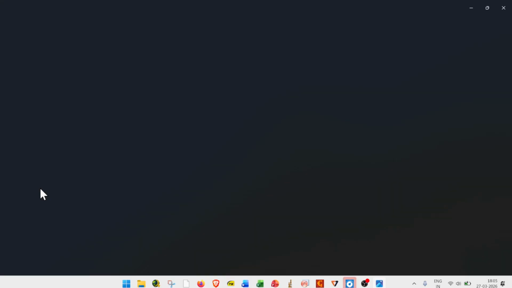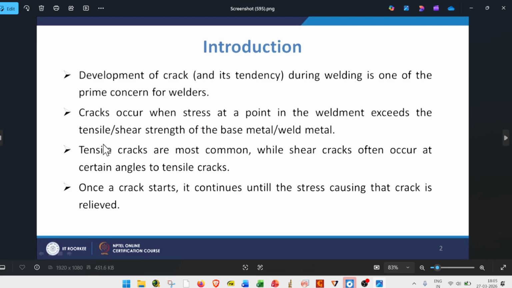So this week is all about welding cracks. The development of cracks during welding is one of the primary concerns in welding. Cracks appear because once we do the welding process, the metal gets melted, and once it is getting solidified, volumetric expansion takes place during melting, and when cooling it starts reducing its volume. So once it is solidifying, residual stresses will start to generate.